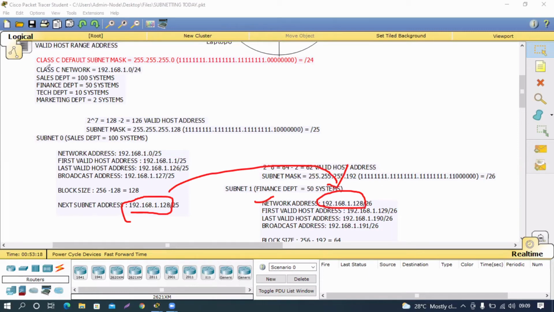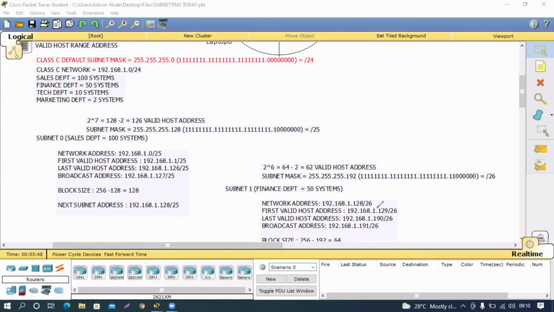Because we cannot use this network address, it is already used over here. We already used it in subnet 0, so we cannot use the same network address for the finance department. Why are we finding out the next subnet address? Because we have to give it to subnet 1. If this is your subnet 0 network address, then the next subnet address is the subnet 1 address, right?